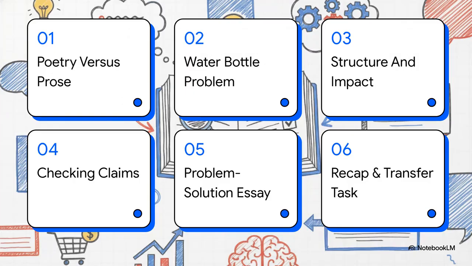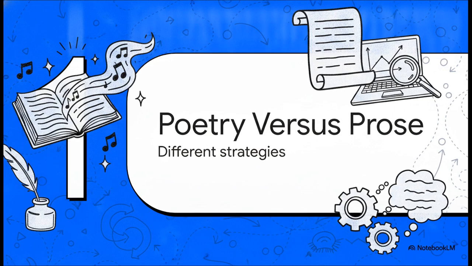Here is our roadmap for the explainer today. 1. Poetry versus prose. 2. Reusable water bottle problem. 3. Comparing structure and impact. 4. Checking claims with evidence. 5. The problem solution essay. And finally, 6. Recap and transfer task. Let's get started with part 1, poetry versus prose.